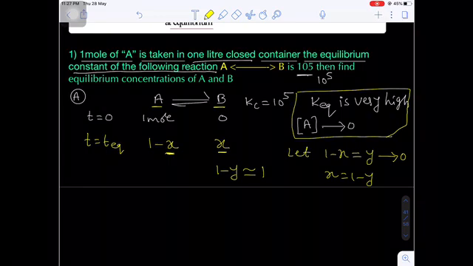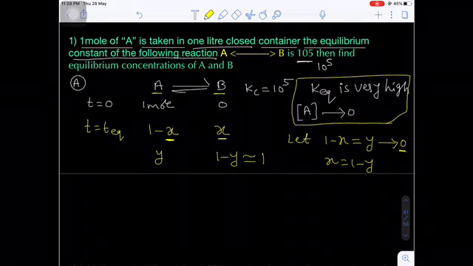This 1 minus x I am taking as y. This is an approximation. Once again, 1 minus x I am taking as y, which is almost tending to 0. So in terms of y, the x value is 1 minus y. Whatever the y value, it is almost tending to 0, that's why I am simply taking y as 0. 1 minus 0 is equal to 1.